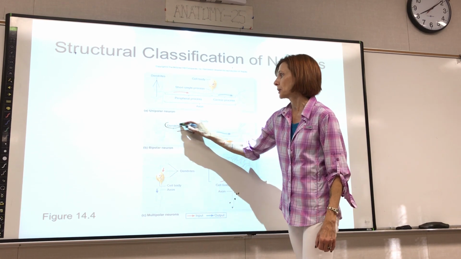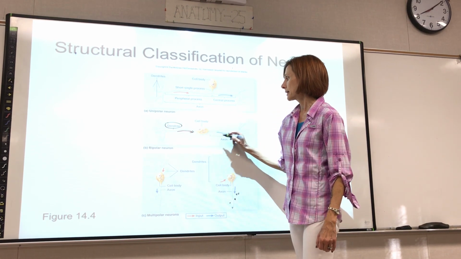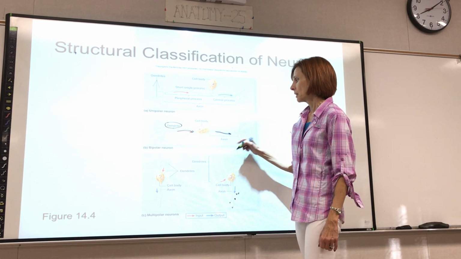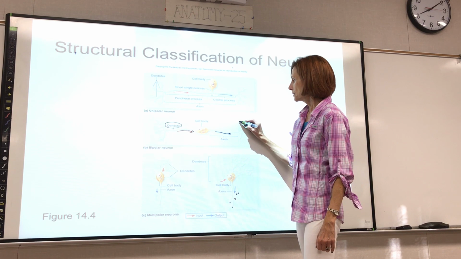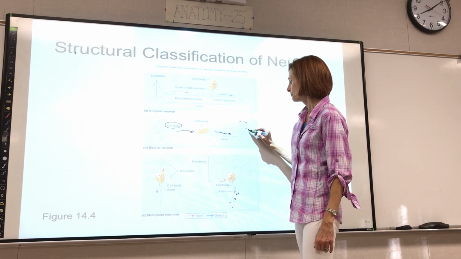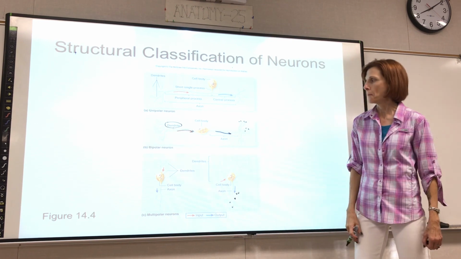So this is the dendrite, and this would carry the action potentials away from the cell body. So this is the axon. Again, you would have little synaptic knobs here, we just can't see them, okay?